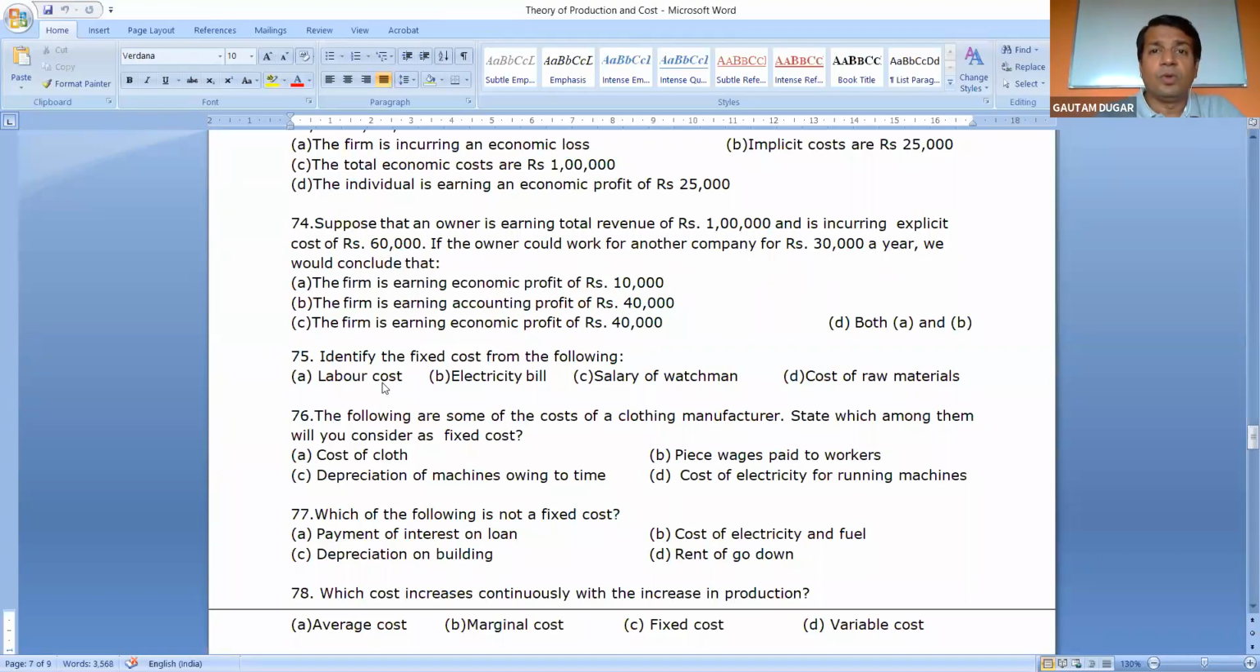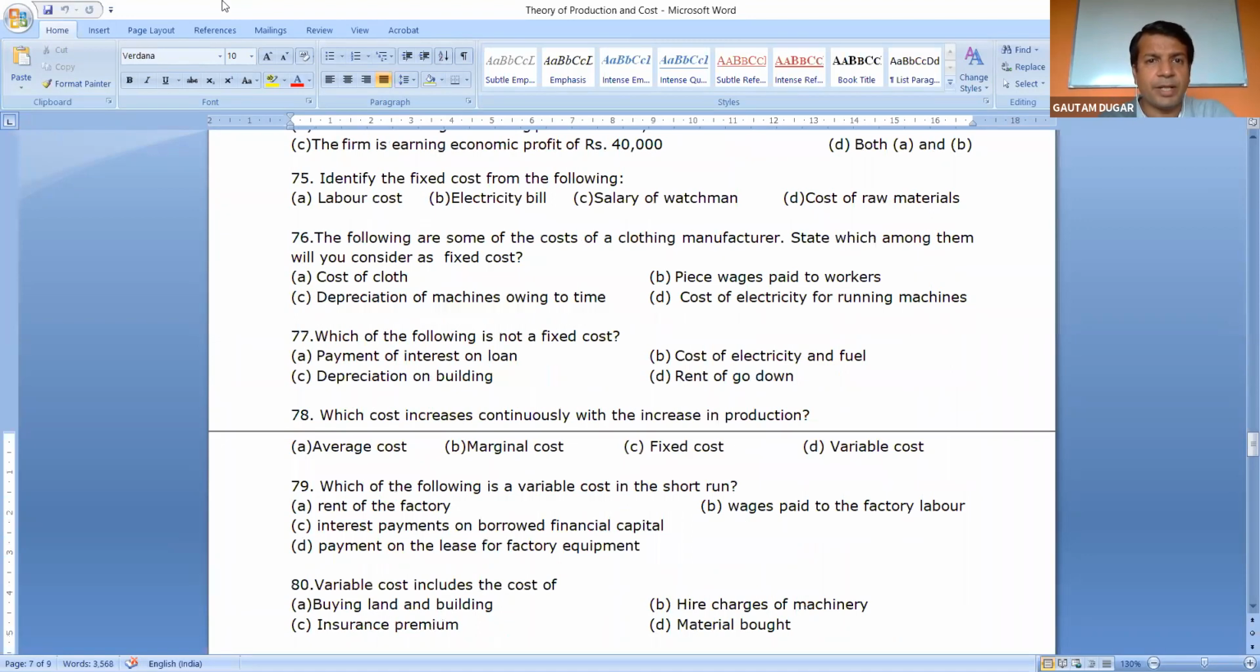So labor cost, electricity bill, cost of raw materials, GST, excise duty, all these are variable costs. And fixed costs are property tax, rent of land, rent of the showroom, interest on borrowed capital. These are fixed costs. Next, 76. I'll request you all to go through 76 and 77 properly. Read these portions. Be quick and find the answers.